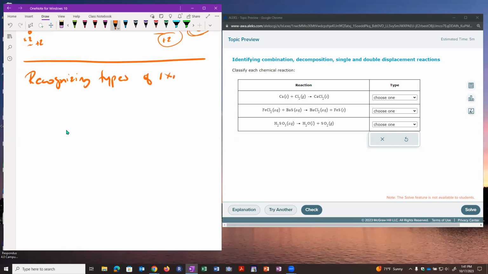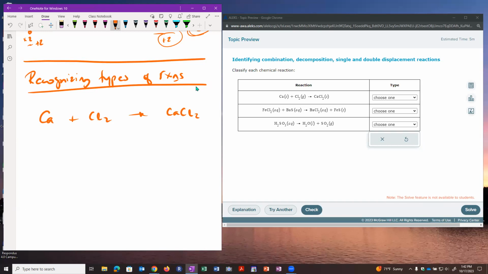Recognizing the types of reactions. And if you haven't done this already in lab, you will be doing this. You'll actually be performing several of these reactions in the laboratory. So let's take a look at a couple of these. In the first one, we have calcium plus chlorine. I'm going to omit the state symbols just for simplicity's sake to give calcium chloride, CaCl2.